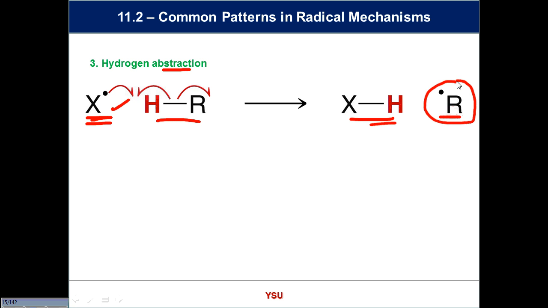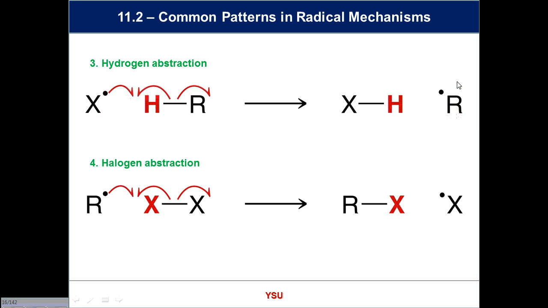It goes on someplace else. We're going to see radical chain processes in which this thing keeps going and going and going. So that is hydrogen abstraction. Halogen abstraction is the same type of deal.